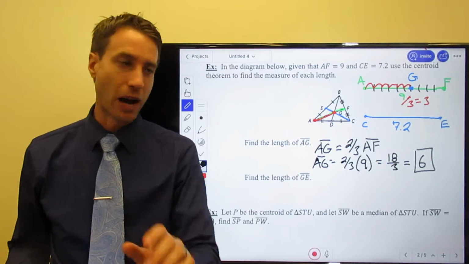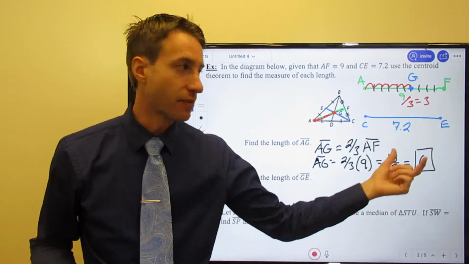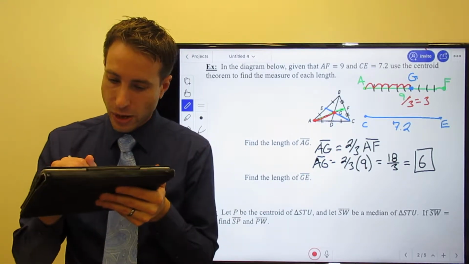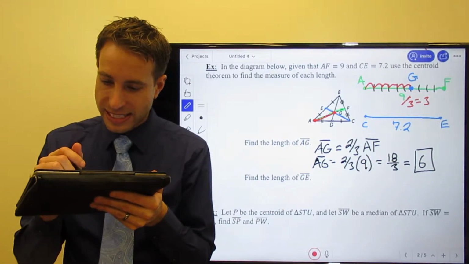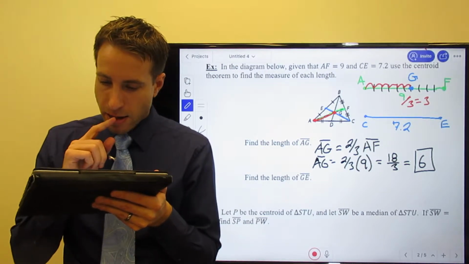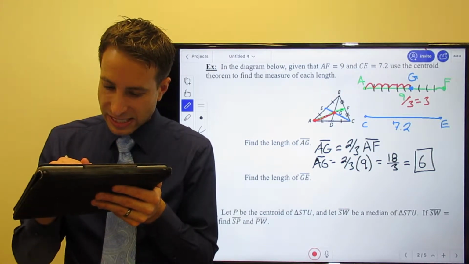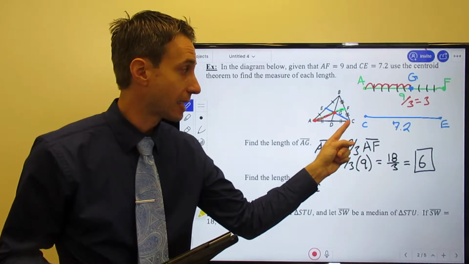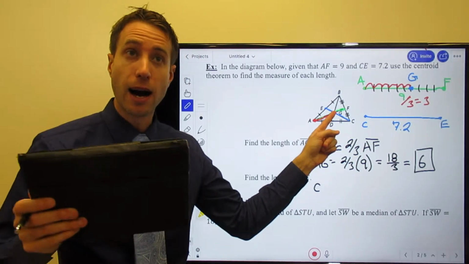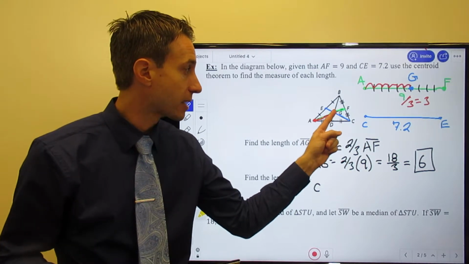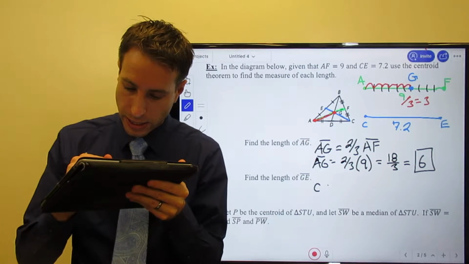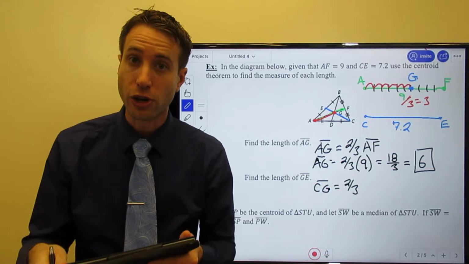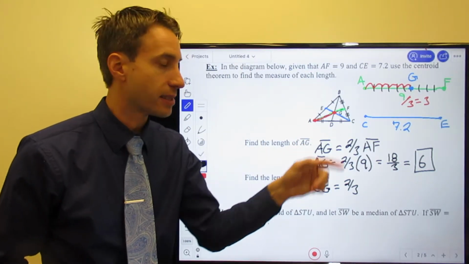Let's try another one. CE is 7.2. Now, I'm not going to do all that 1/3 stuff up here because it's a decimal. Let's just use the formula. Here's what I know. I know the distance C, from the vertex to the centroid. Vertex to the centroid, so CG is 2/3 the entire length, C to E.